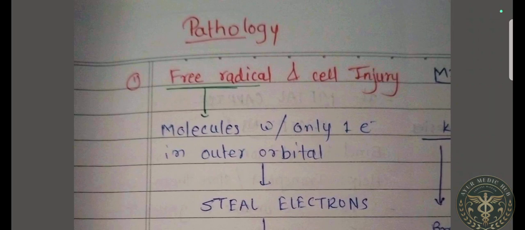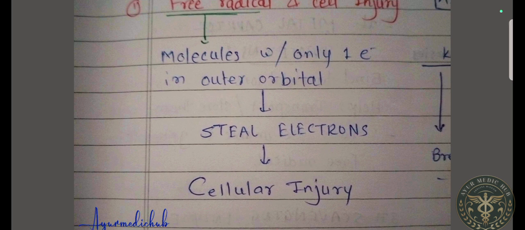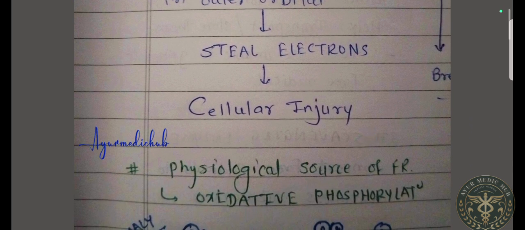Let us start with pathology. First topic is free radical and cell injury. What is a free radical? A free radical is a molecule with only one electron in the outer orbit. It has a tendency to steal an electron from other atoms, which can lead to cellular injury.